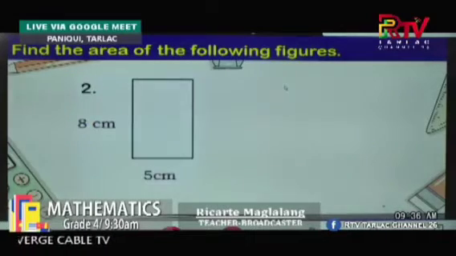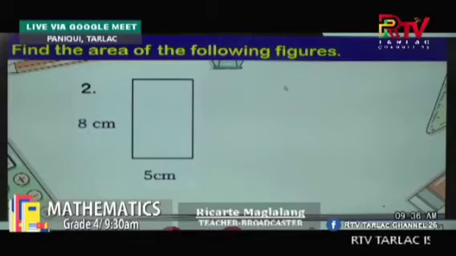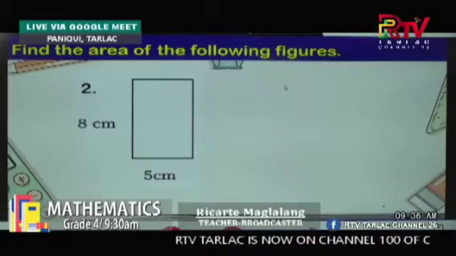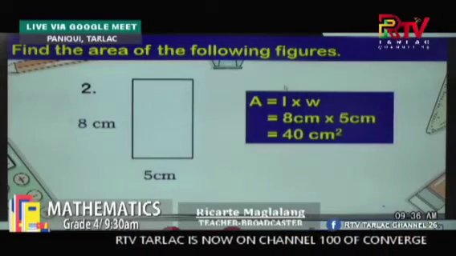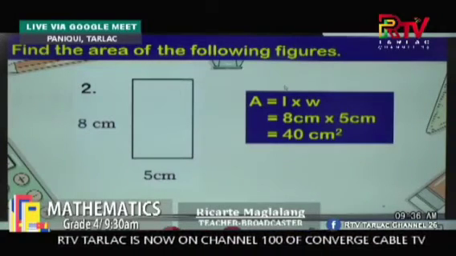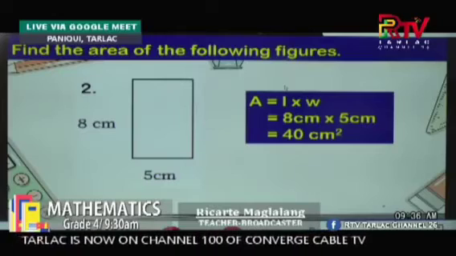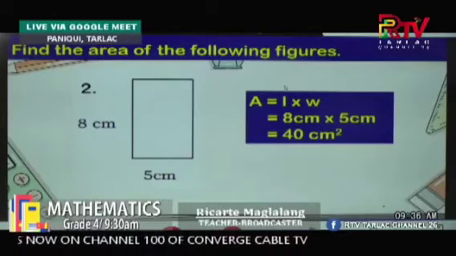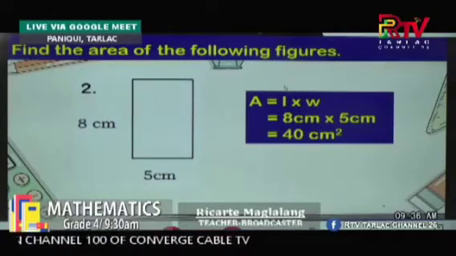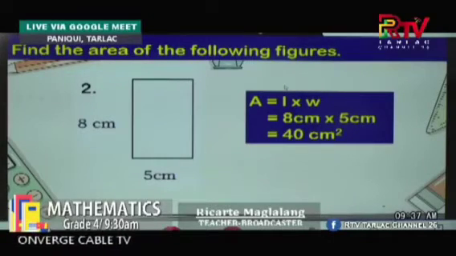Number 2. The length is 8 centimeters and the width is 5 centimeters. What is its area? Area is equal to length times width, or A equals L times W, where the length is 8 centimeters and the width is 5 centimeters. So 8 times 5 equals 40 square centimeters.